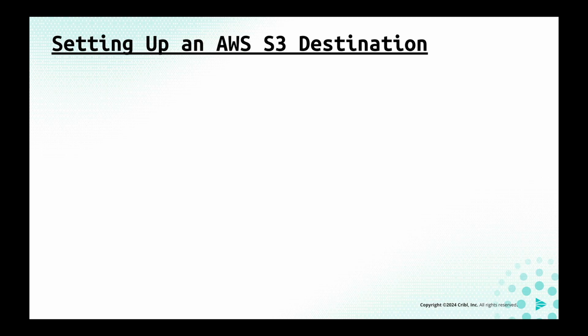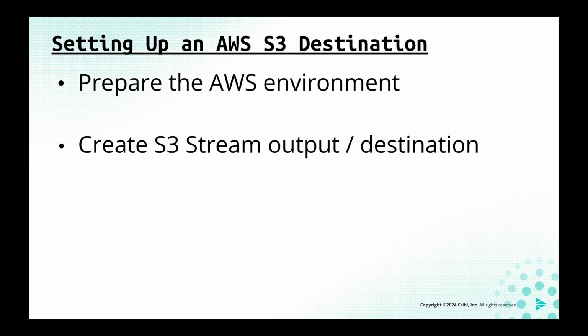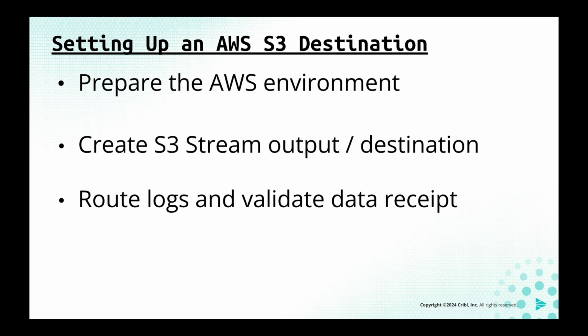In this video, we'll be performing these steps. First, we'll need to prepare our AWS environment, which includes things like an S3 bucket and the appropriate permissions. Next, we'll configure the Cribl Stream S3 destination. And finally, we'll send some test data through a route and confirm data is making it to S3.